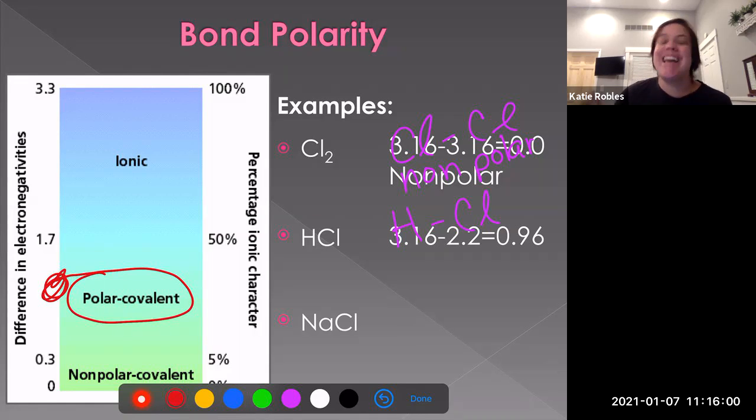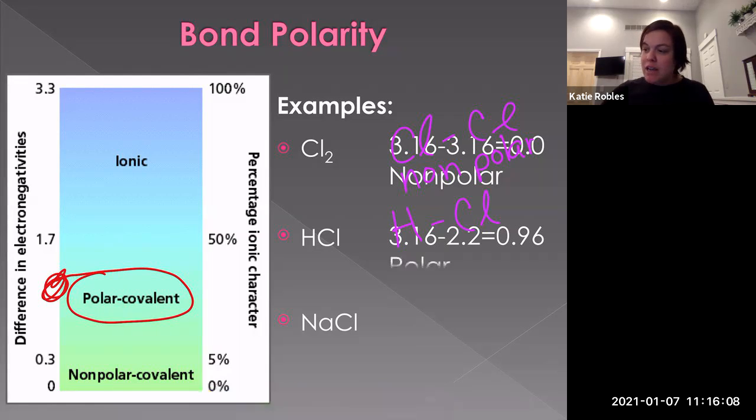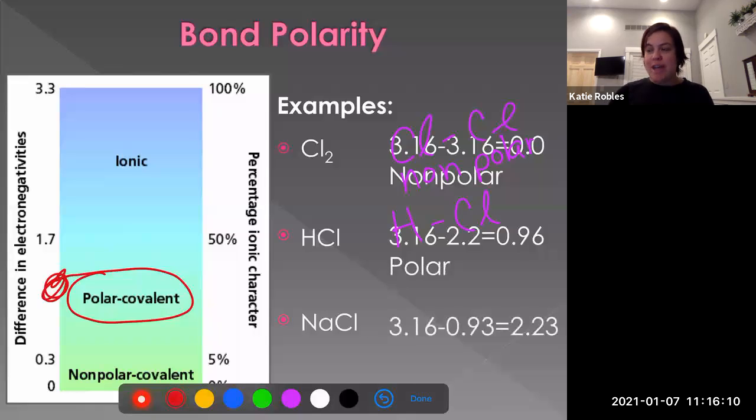The last one is NaCl. Feels like a spoiler alert. If you don't know that NaCl is ionic, then you probably have been sleeping through all of Chem 1. But you could determine that by looking at the chart. You could find Na on the chart, you could find Cl on the chart, and you could subtract those and get 2.23, and that would turn out to be an ionic bond.